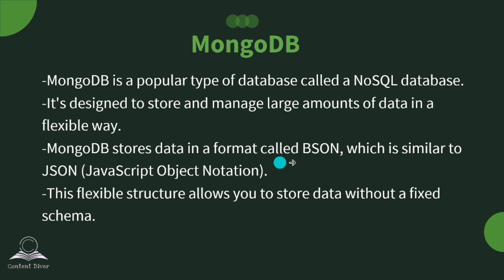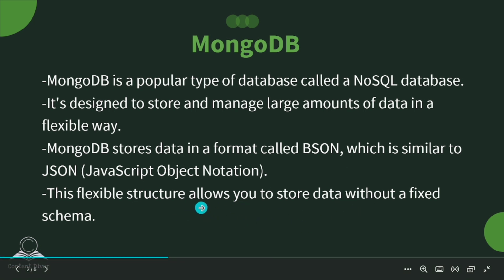MongoDB stores data in a format called BSON, which is similar to JSON, that is JavaScript Object Notation. MongoDB has a flexible structure that allows you to store data without a fixed schema. It means you can easily add or change fields as you need.